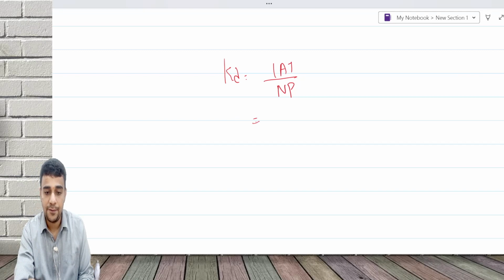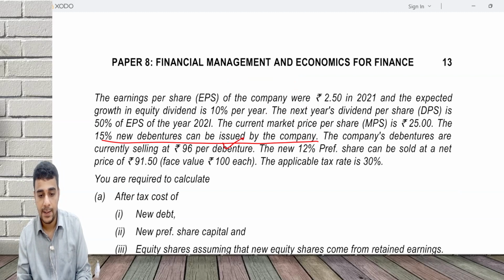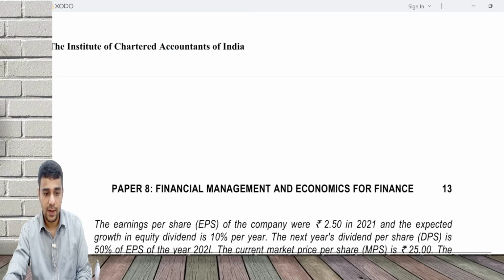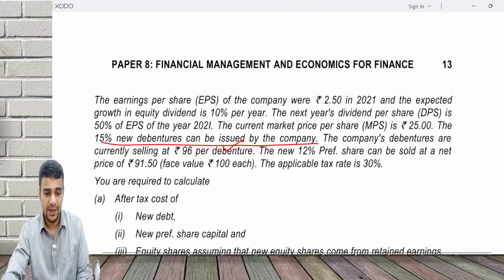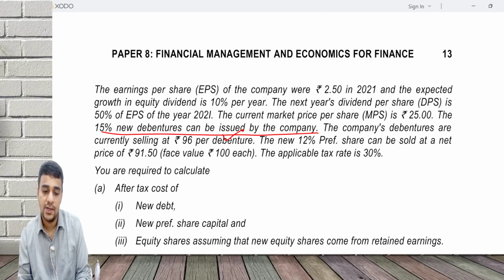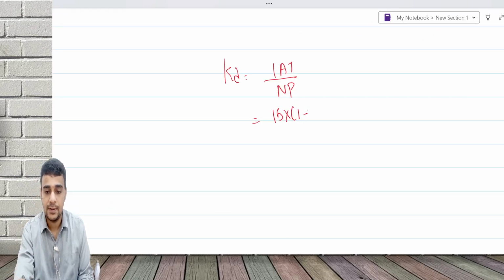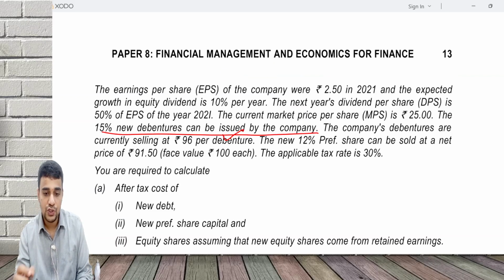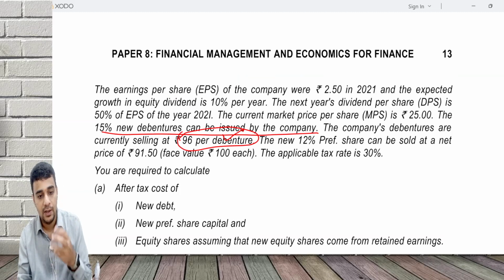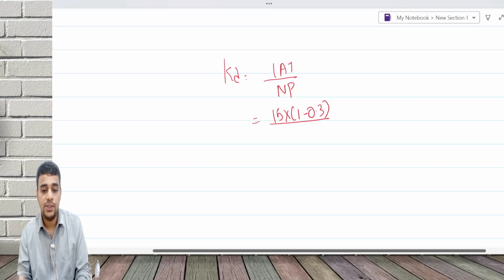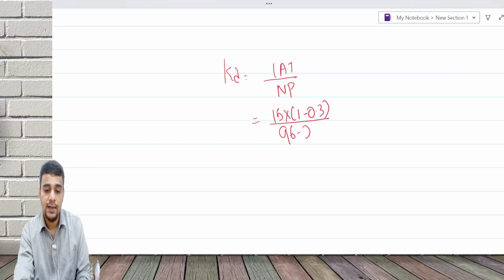Interest after tax is 15 into (1 minus the tax rate). Your face value is 100 rupees, an assumption. Face value data is not given, but I'm assuming 100 because it is closer to 96. So 15 into (1 minus 30%). Net proceeds is equal to issue price minus flotation cost. I'm assuming the issue price to be equal to the current market price, because it's the same debenture, 15% debenture only we are issuing. So logically, I'll issue it at the same price of 96.